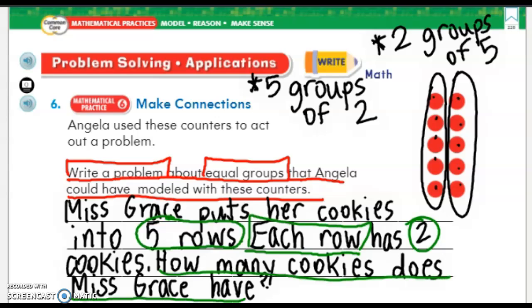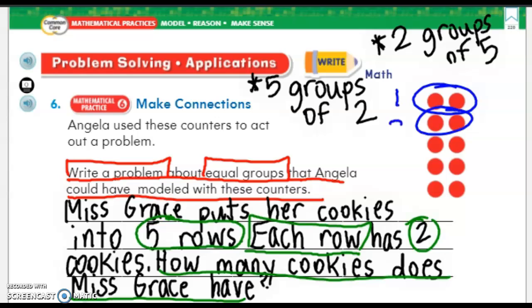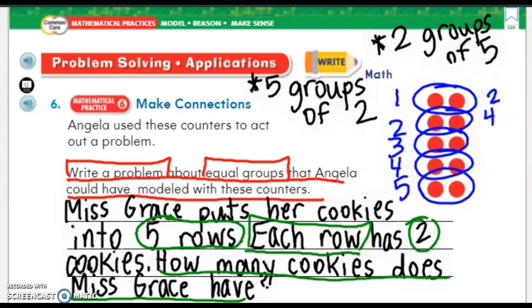So I can look at my counters. I chose to do mine in rows this way. So 1 row, 2 rows, 3 rows, 4 rows, and 5 rows. And then each has 2. So how many cookies does Miss Grace have? So we can count by 2s. 2, 4, 6, 8, 10. So my answer would not just be 10, but 10 what? What's my unit? 10 cookies.